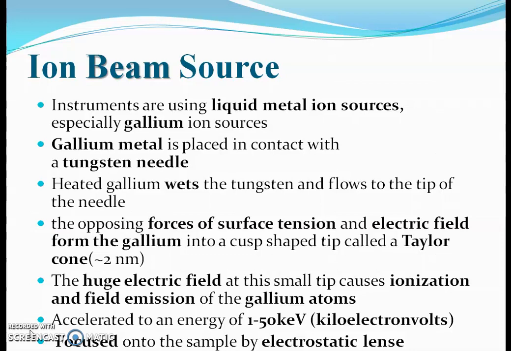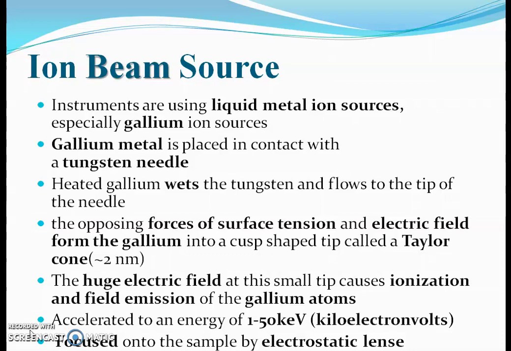The huge electric field at this small tip causes ionization. The ionization process starts due to the huge electric field, and we can identify ionization and field emission of gallium atoms. The gallium atoms are accelerated to an energy of 1 to 50 kilo electron volts. That is the range of acceleration of the gallium atoms due to the huge electric field generated at the tip of the Taylor cone.